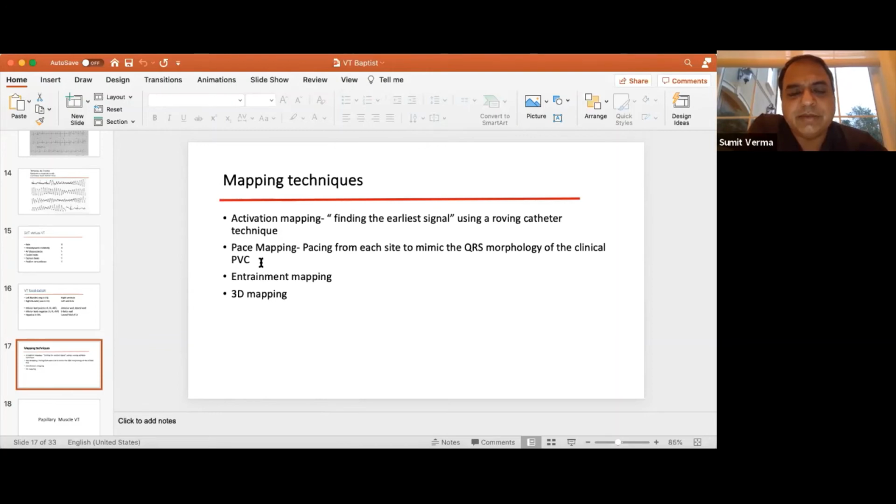We do pace mapping, so we apply the catheter to the spot we think is the source, and we pace, and we see what the QRS looks like. Does it match up with the arrhythmia QRS?